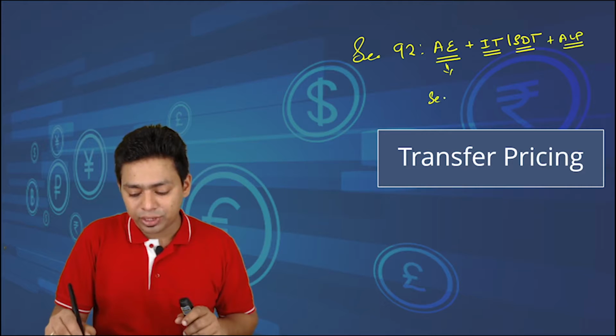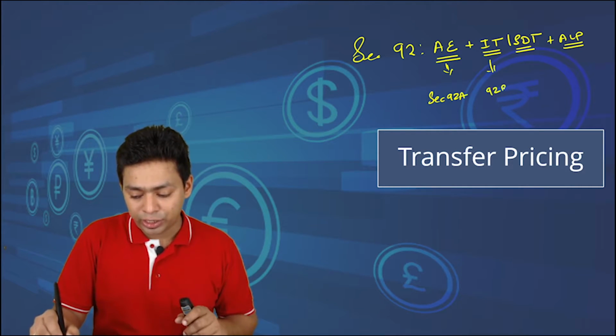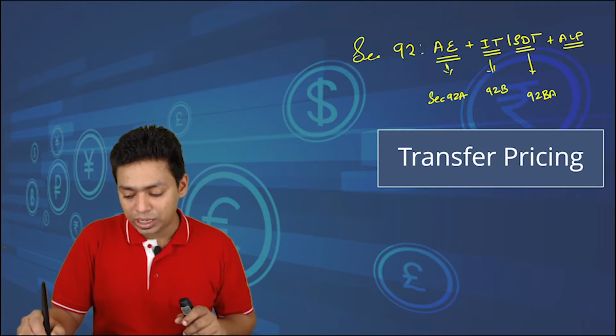What is associate enterprise? We have learned in section 92A. What is international transaction? We have learned in section 92B. What do you mean by specified domestic transaction? We have learned in 92BA.